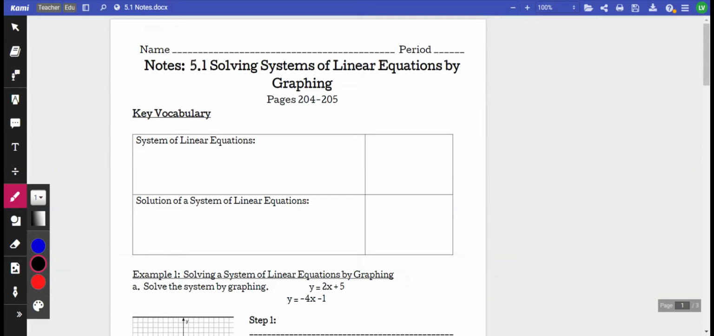Solving systems of linear equations by graphing. We have two key vocabulary terms: system of linear equations and solution of a system of linear equations.